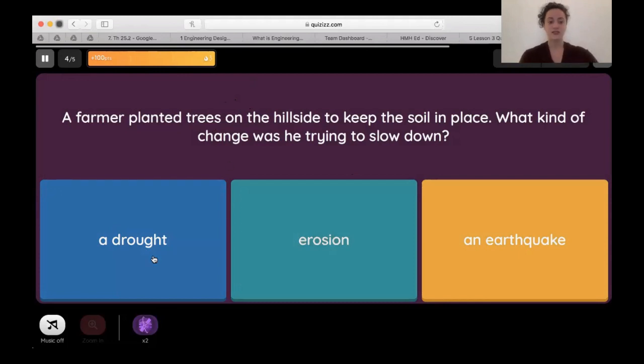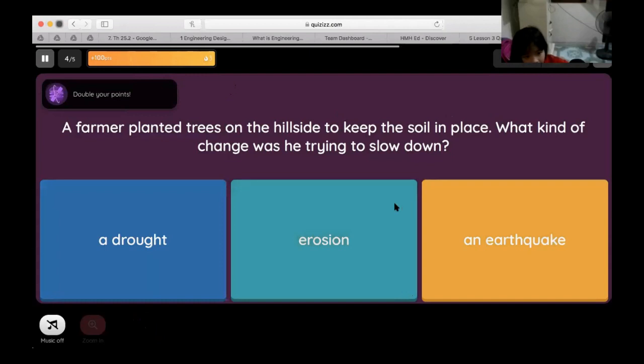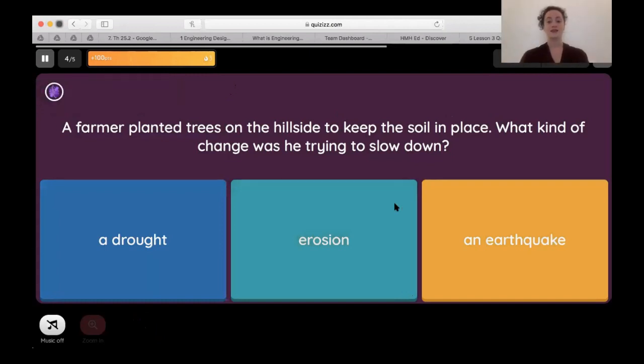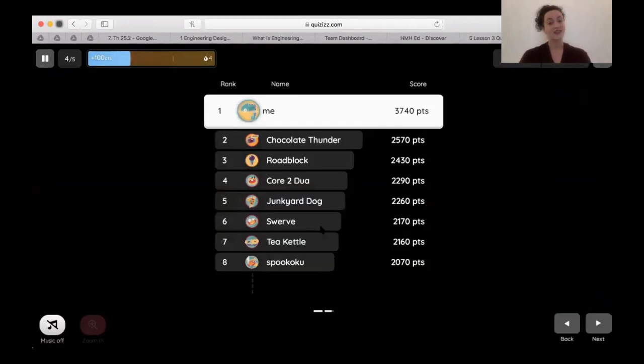Does planting trees stop a drought from happening? Everybody? No. Very good. The drought depends on the rain, not the trees. Planting trees on the hillside to keep the soil in place slows down the erosion. Slows down the soil being moved by rain and wind. Okay, not earthquake, erosion. Remember, landslides are just really fast erosion.